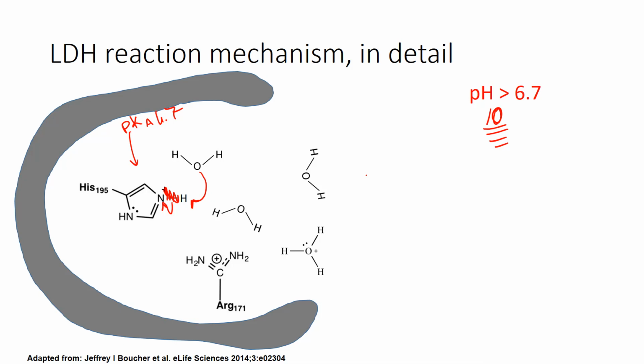So essentially, whether or not histidine 195 is in the correct protonation state to be able to perform the conversion of lactate to pyruvate depends on the pH of the solution and whether or not the pH is high enough that a sufficient amount of the population of LDH containing histidine 195 will be deprotonated.